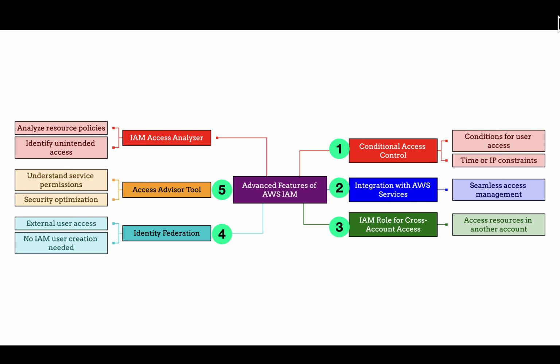5. Access Advisor tool. Helps in understanding service permissions and how they are being used, assisting in security optimization. 6. IAM Access Analyzer. Analyzes resource policies to identify any unintended access granted outside of the AWS account.